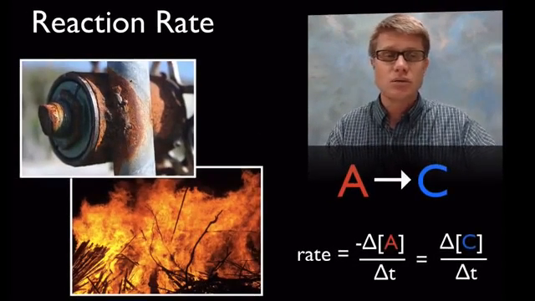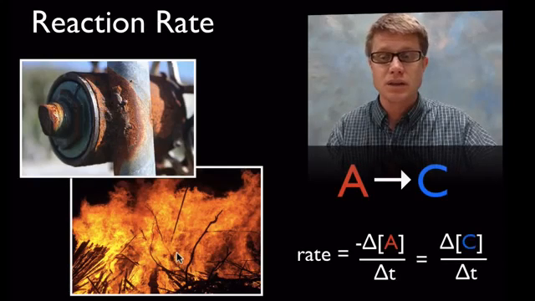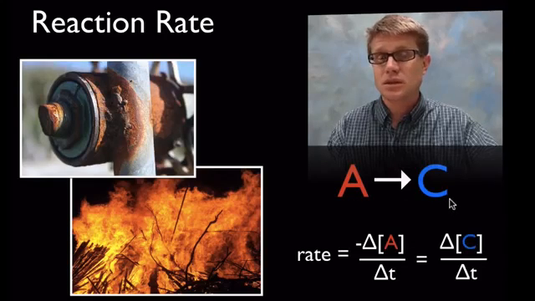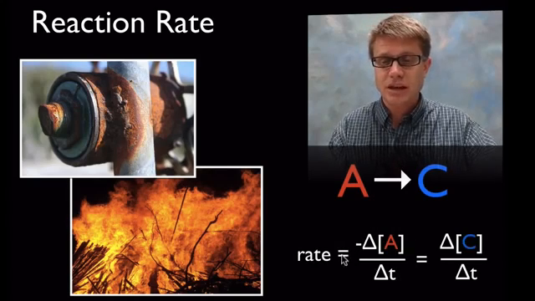And so if we're looking at two reactions, the rusting of metal and the combustion of wood in this case, both of those are going to have reactants, and I've marked those as A, and products, and I've marked those as C. And so the rate of reaction is going to be represented in this formula right here. And it's really simple. It's not that complex.